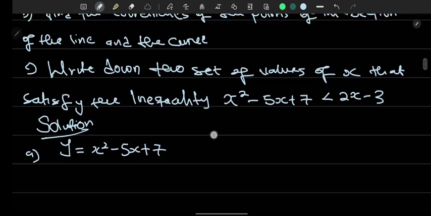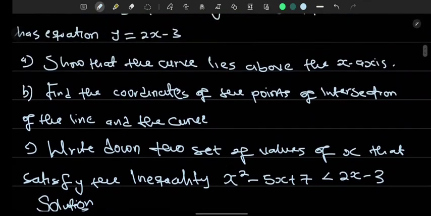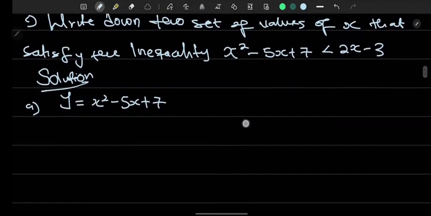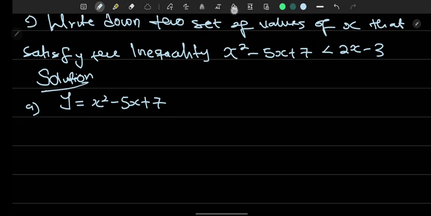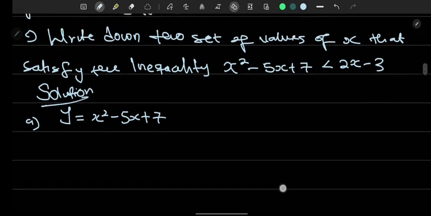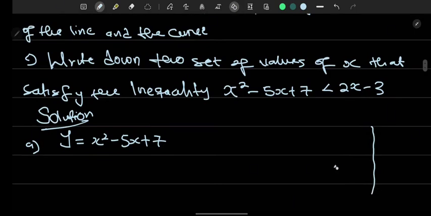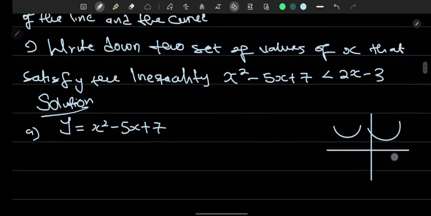Okay, A. So the first thing we need to do here, we have to show that the curve lies above the x-axis. When a curve lies above the x-axis, let us assume we have something like this. So for that curve to lie above the x-axis, that means we have something like this or we have something like this. That's the meaning. And for a curve to lie above the x-axis, that means the range of that function is greater than 0. Okay, so to get that, we rewrite this using the completing the square method.